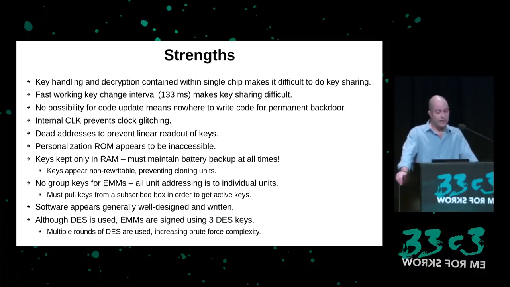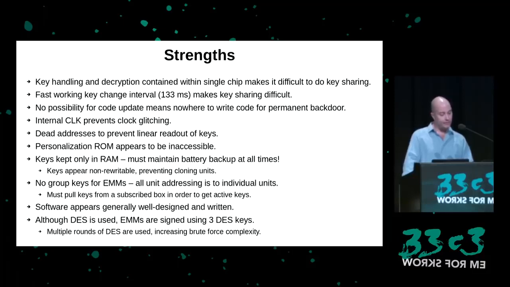The lack of code in any rewritable memory means there's nowhere to write code for a permanent backdoor to disable the access controls. I listed this also as a weakness, but in fact this is a strength, as it limits the attacker's capability to install any kind of persistent backdoor. The chip operates on an internal clock, eliminating clock glitch attacks and making timing a voltage glitch a lot more difficult. These dead addresses in the middle of DES keys prevent linear readout of keys.